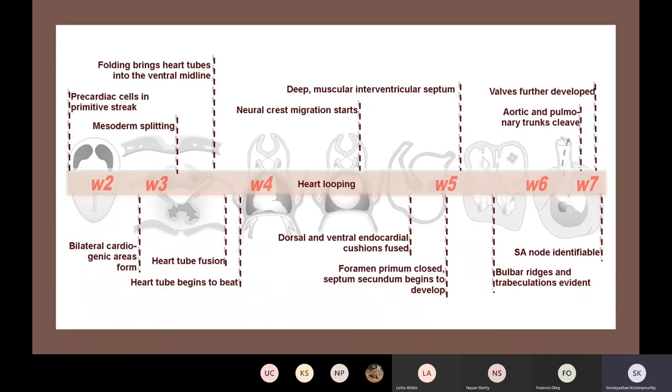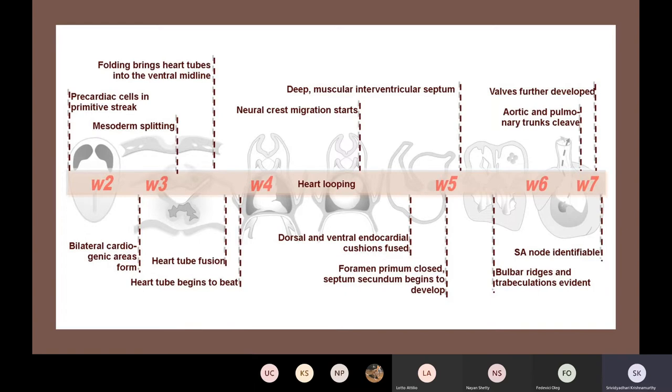So this is the time framework of what happens during the development of the heart. As you can see, by week one it starts off with some precardiac cells in the primitive streak. And then by about day 19, you can see the heart tubes. The heart tubes start forming and folding into the midline. There are two heart tubes on either side of the embryo, and they fuse together to form a single heart tube. And by day 22 the heart tube has a cranial end and a caudal end, and the blood pumps through the venous end and comes out of the arterial end.